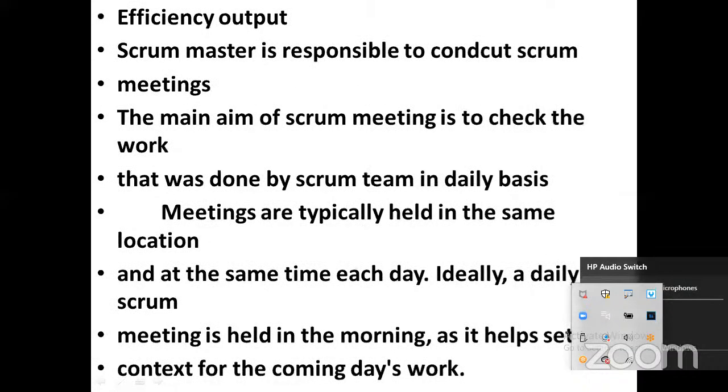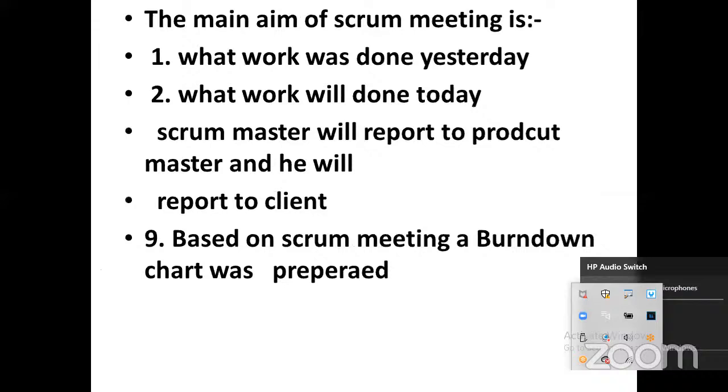Scrum Master is responsible to conduct the Scrum meetings. The main aim of the Scrum meeting is to check the work that was done by the Scrum team on a daily basis. Meetings are typically held in the same location at the same time each day. Ideally, a daily Scrum meeting is held in the morning because it will help the developers to complete their tasks. The main aim of the Scrum meeting is two things: what work was done yesterday and what work will be done today. Scrum Master will report to the Product Master and he will report to the client.